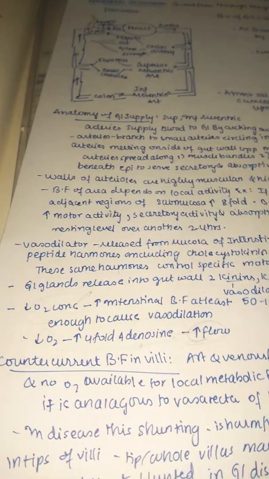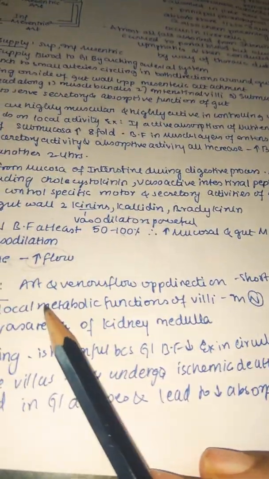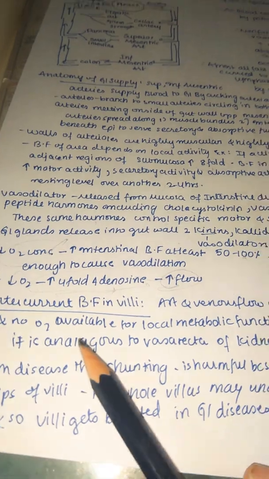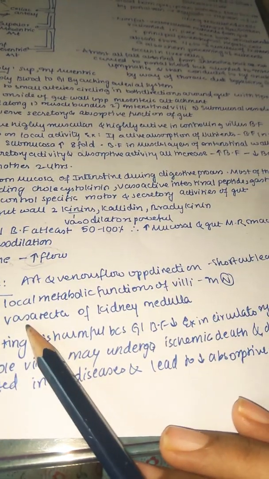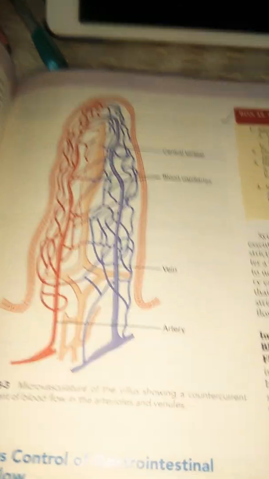Now let us see what the countercurrent blood flow in the villi is. Actually the arterial and venous flows are opposite in direction, and this shortcut leads to about 80% of oxygen being shunted, and there is no oxygen available for the local metabolic function of the villi in normal conditions. It is analogous to the vasa recta of the kidney medulla. If you see this diagram, you will get a clear idea.